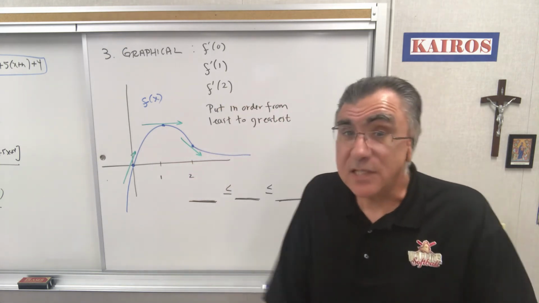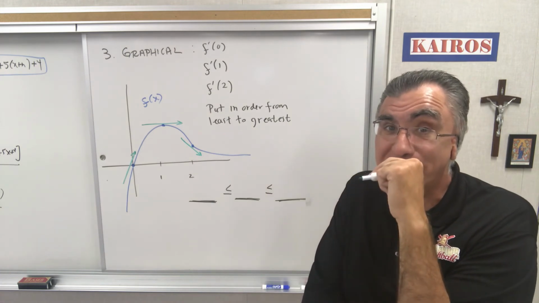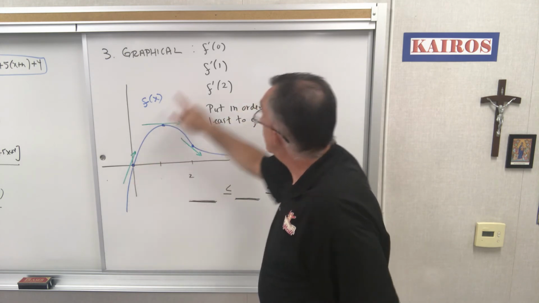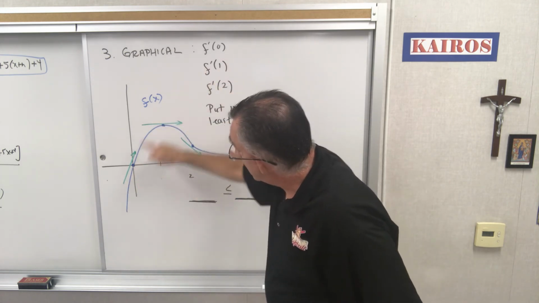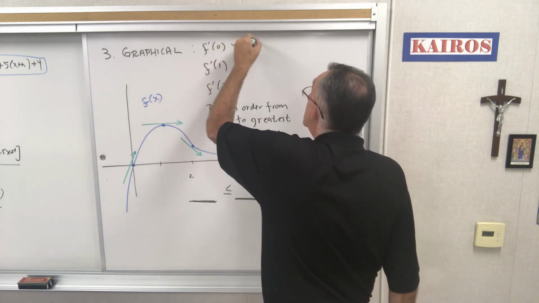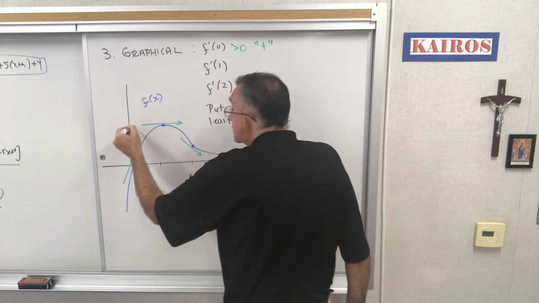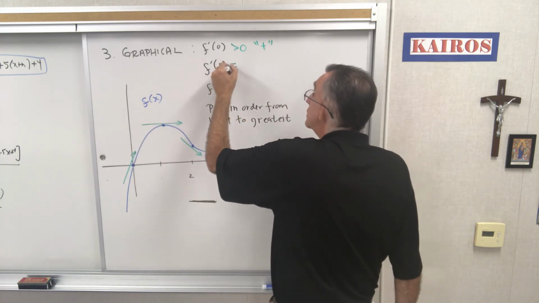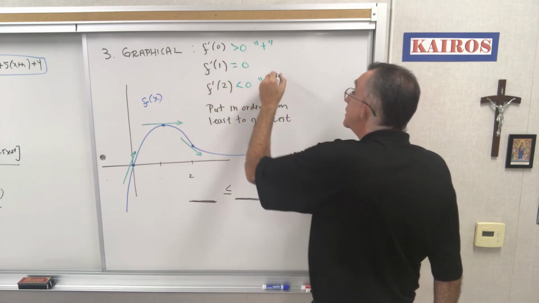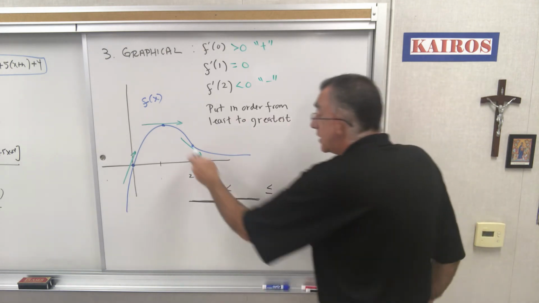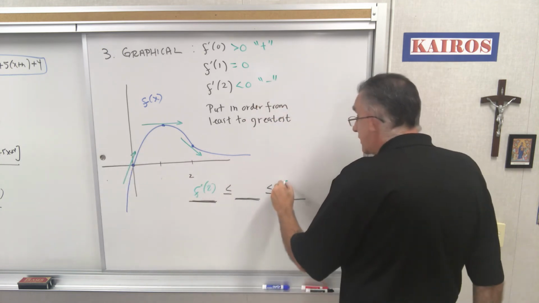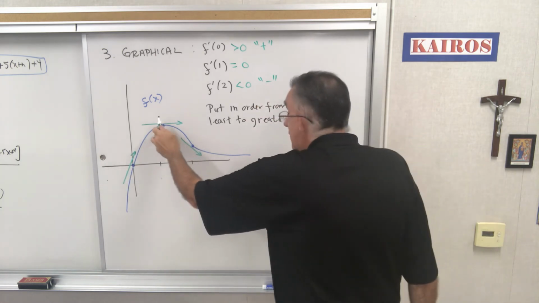Now here's the kind of interesting thing. I don't know what the numbers are, but I still can put them in order, can't I? I don't know what the derivative at 0 is, but it's clearly going up. If the function's going up, that means the slope is positive, isn't it? Here, the derivative is 0, or very close to 0. And here, the derivative is negative. So notice that I can actually put them in order. This derivative would have to be the smallest, that derivative would have to be the biggest, and that one is going to be between them.